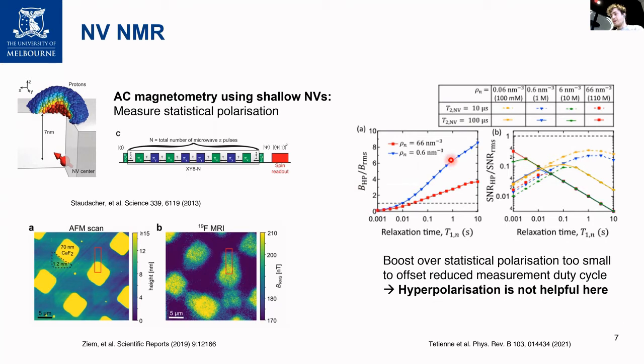you do gain a raw signal boost, but when you take into account that your measurement duty cycle is diluted because you have to spend time polarizing every time, it turns out your total signal to noise is always less than it would be otherwise, which is what's shown for a variety of parameters in this right plot. So basically hyperpolarization is just no good here, which is a little bit disappointing.